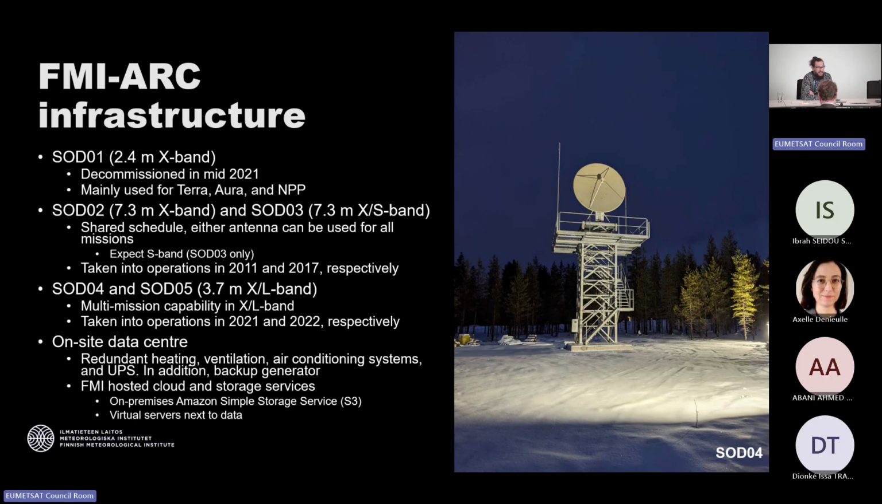We started the activities with a 2.7 meter ACMAD antenna from SeaSpace, which was mainly used for the EOS missions and later expanded for the NPP. Then we have 2 larger-scale 7.3 meter antennas that both work in X-band, but the latest one, SOD 03, also has S-band, so we can actually communicate with the satellites.